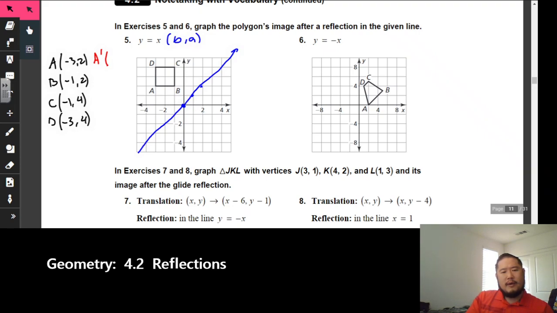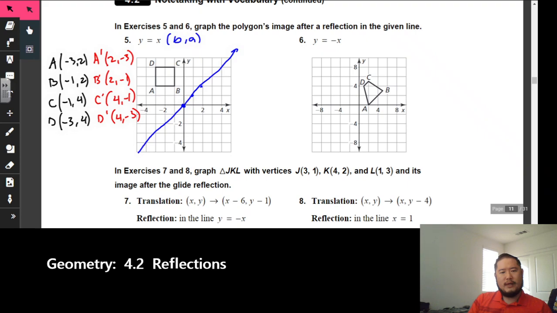And so remember, A and B, B, A. So then we have 2, negative 3. B prime is going to be 2, negative 1. We switch that. C prime is 4, negative 1. And D prime is going to be 4, negative 3. So all we need to do, once again, right here is we switch things around with y is equal to x reflection.